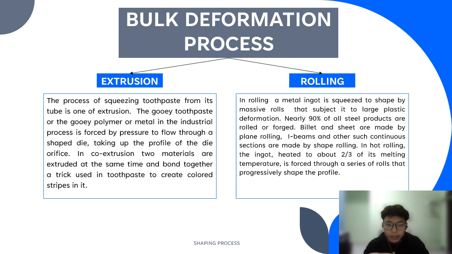So for the rolling process, in rolling, a metal ingot is squeezed to shape by massive rolls that subject it to a large plastic deformation. Nearly 90% of steel products are rolled and forged. Billet and sheet are made by plain rolling. I-beams and others, such as continuous sections, are made by shape rolling. In hot rolling, the ingot is heated to about 2/3 of its melting temperature. It falls through a series of rolls that progressively shape the profile.